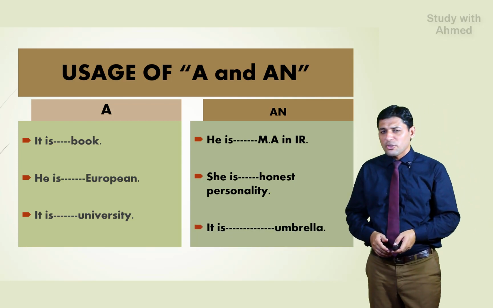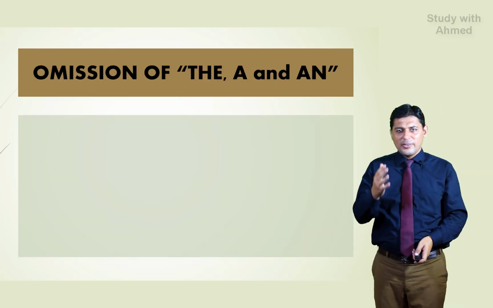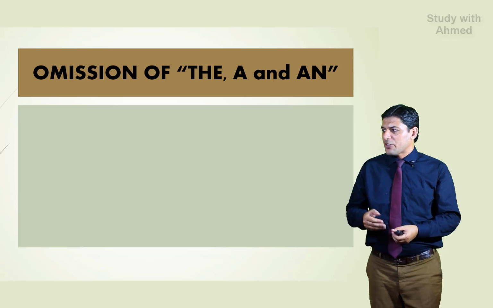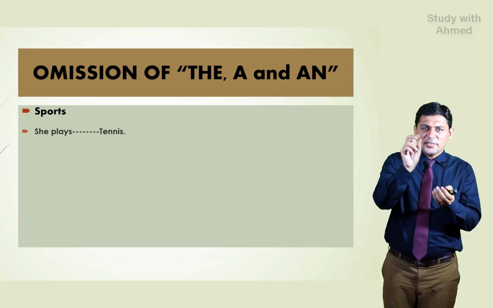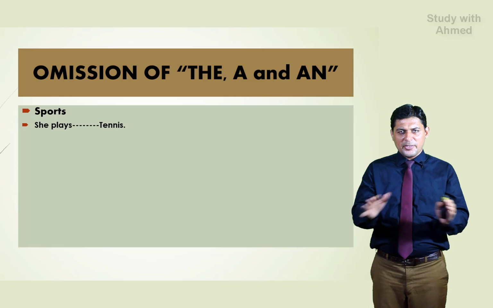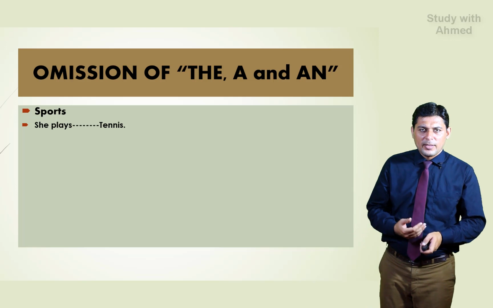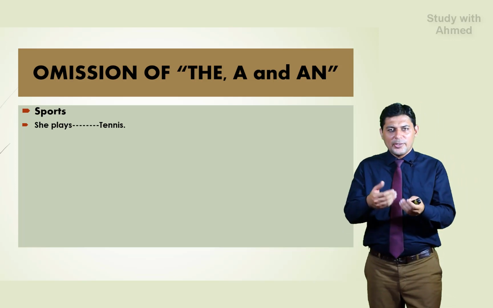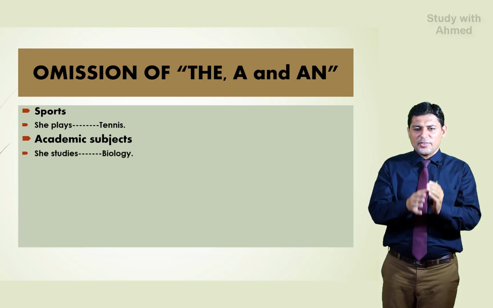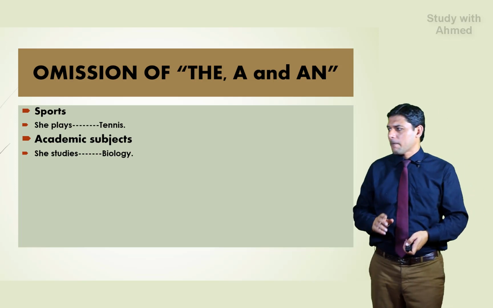Next is the omission of articles. We have certain places where we do not use any article. No a, the, or an. One is sports or games. She plays tennis. We do not say a tennis or the tennis. She plays tennis, hockey, football, cricket, and more. So no article is used. With academic subjects, such as she studies biology, before biology we do not use an article. Maths, chemistry, physics, accounting, economics, no article at all.